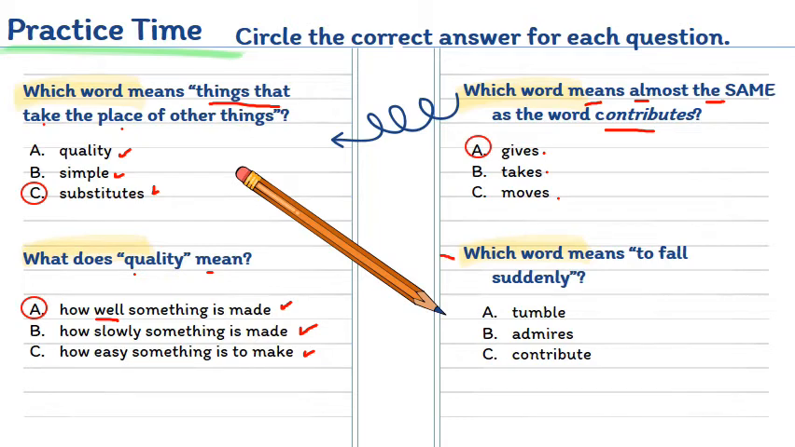The last one, which word means to fall suddenly? You fall suddenly, you lose balance. Which one here means lose balance? Is it tumble? Is it admires or contribute? It is the word tumble, of course.